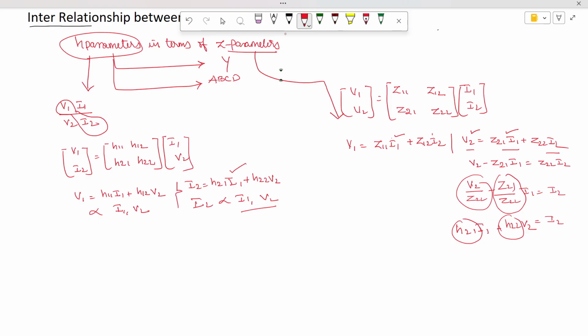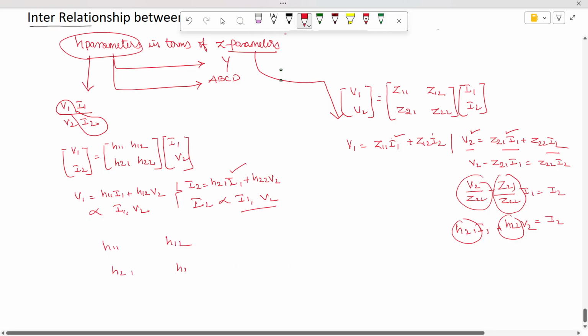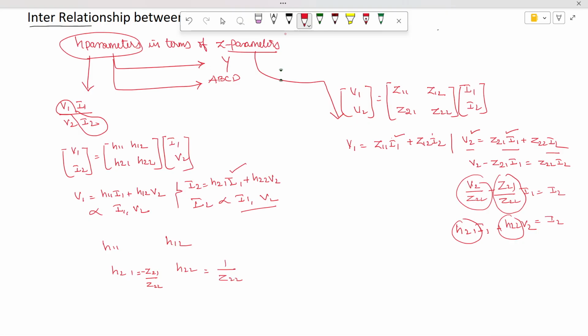So now H11, H12, H21, H22. H21 is equal to minus Z21 divided by Z22 and H22 is equal to 1 by Z22. So that's how we transform H parameters in terms of Z parameters. And H11 we need to do here.